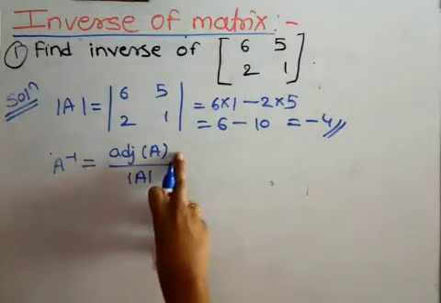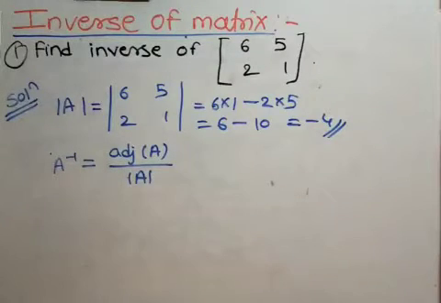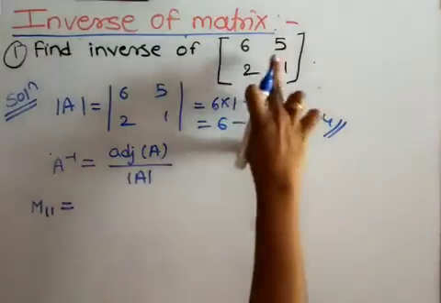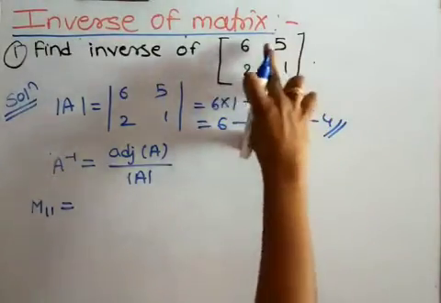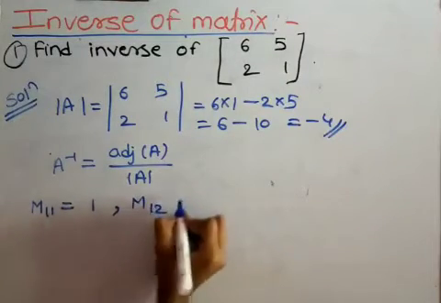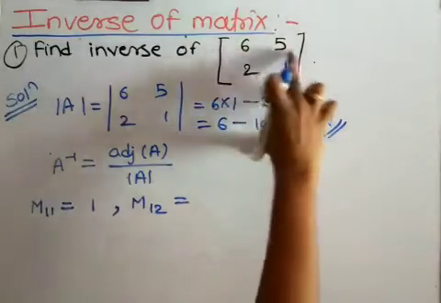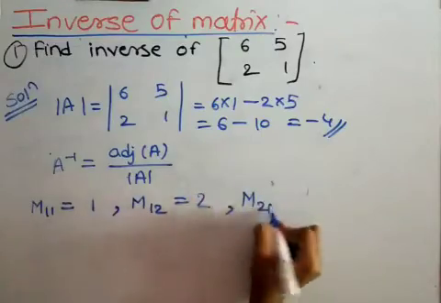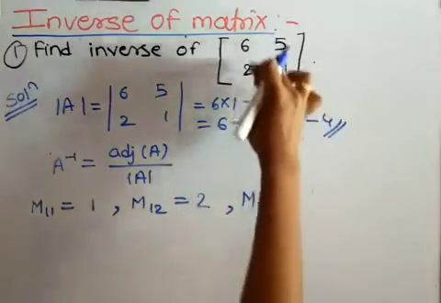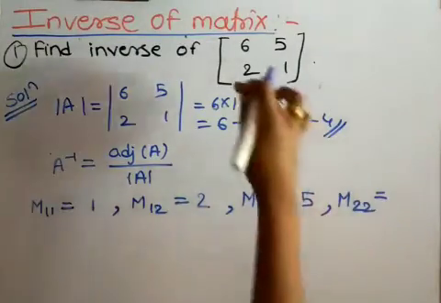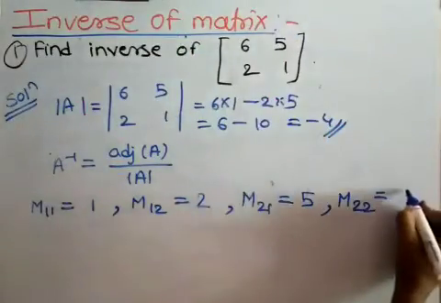For adjoint of A we want to find the cofactors. Sorry, first we want to find the minors for each entry. So the first minor is M11. We neglect the first row and first column, so we get 1. Next M12. We neglect the first row and second column, so the remaining part is 2. Next M21. Second row, first column, so we get 5. Next M22. Second row, second column, so we get 6.